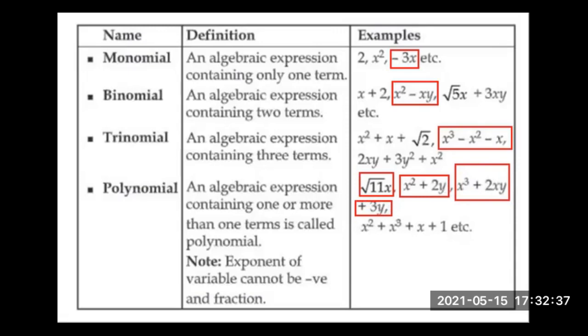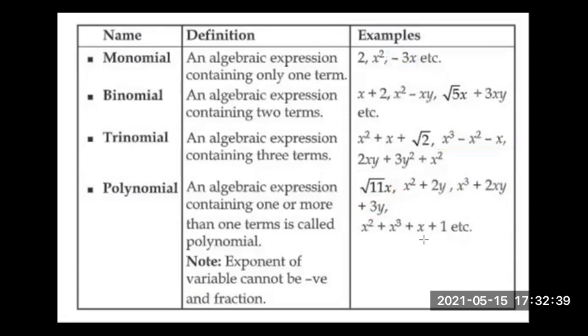So at last you can see one more example we have, that is x square plus x cube plus x plus 1. So that one we can call a polynomial containing four terms, and here you can see the degree.